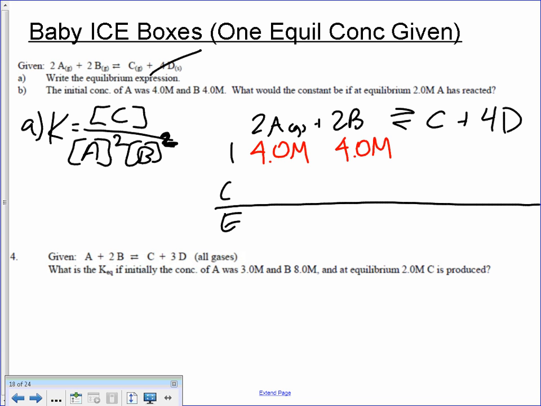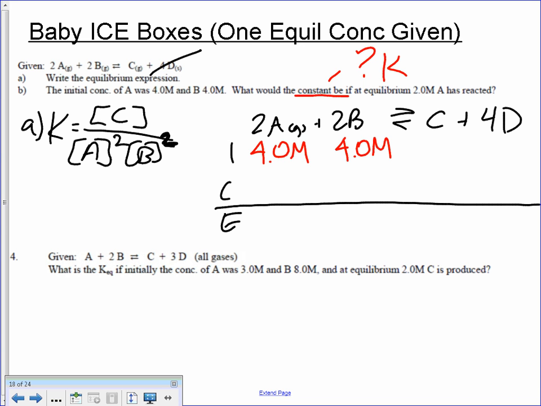The question is, what would the constant be? So what is it asking for? It's asking for the equilibrium constant. The question is K, because they had to set up K. We're going to get values, plug them back into K, and calculate K. All right, so what would the constant be if at equilibrium 2 molar of A has reacted?